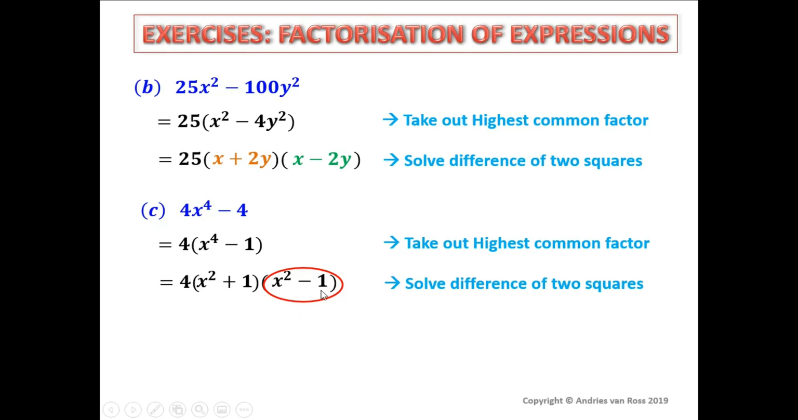So we can factorize that even further, because the question is we must factorize it completely. So the first part remains the same because we can't factorize that anymore. So we can solve the other difference of two squares. So we know that the first part will remain the same, the 4 in brackets x squared plus 1, that remains the same. But this difference of two squares, we can have two brackets for that.